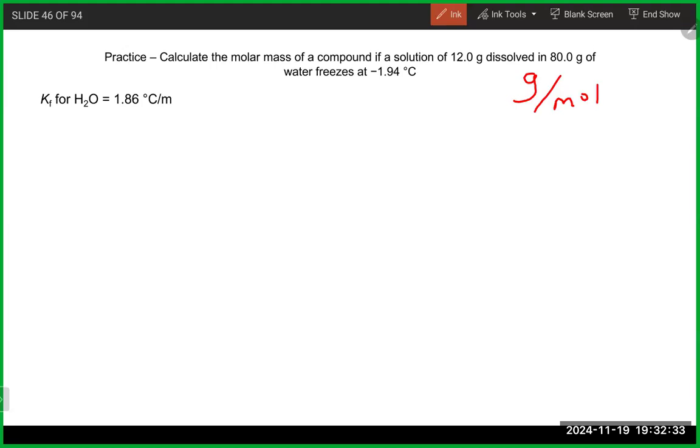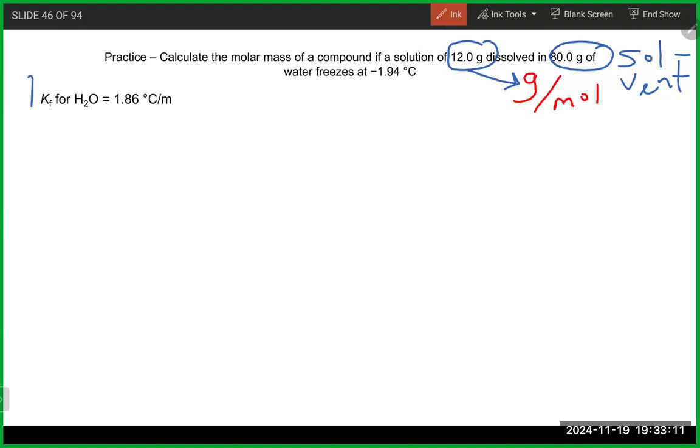All right, so let's take a look and see. In this case, we're looking for grams per mole, which is the molar mass. And we want to see if we have any of that information. So we're looking for the mass of a compound if a solution of 12 grams of it is dissolved. So I'm going to say right off the bat, I have my grams part right there, which is the 12 grams, in 80 grams of water. So this is our solvent, our water here, and it freezes at negative 1.94.